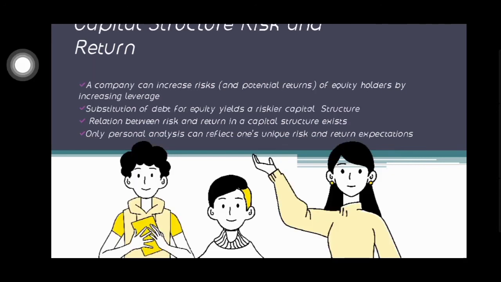Oh, we are so sorry, there is a cut off at the head of our presentation. Actually, this is talking about capital structure risk and return. A company can increase the risk and potential return of shareholders by increasing debt, replacing equity with debt, resulting in a more dangerous capital structure, and the existence of a speculative relationship between risk and return.